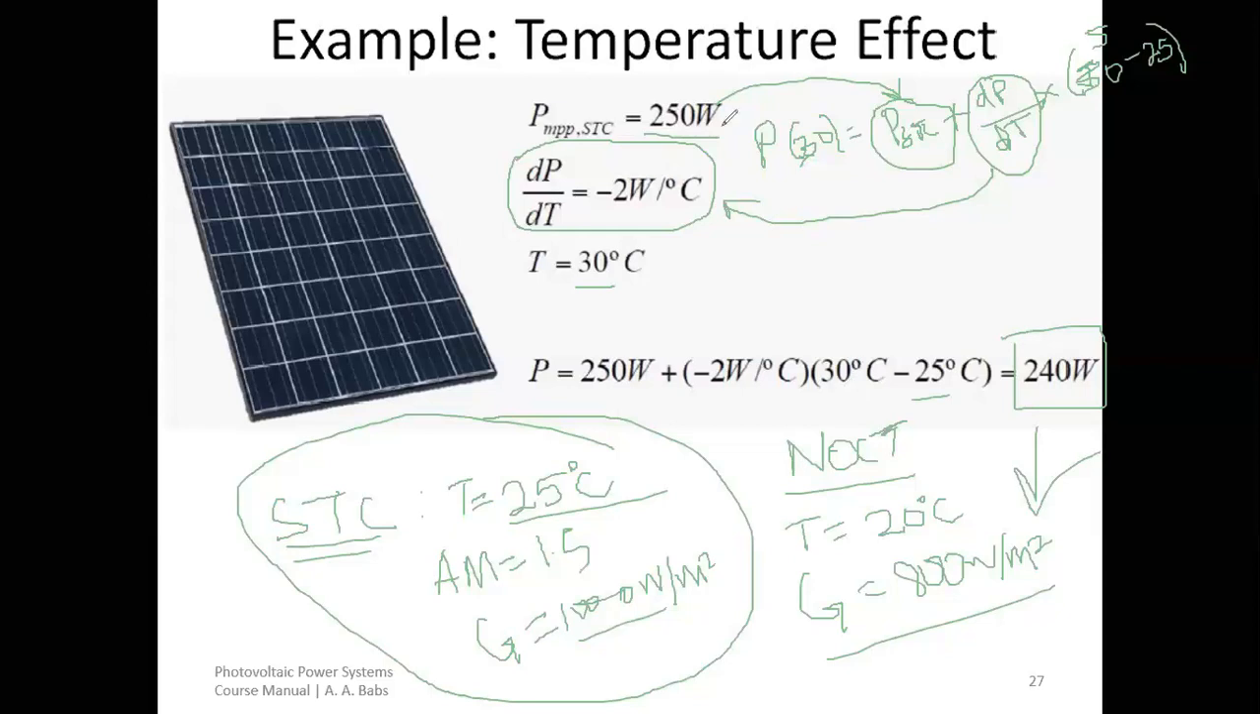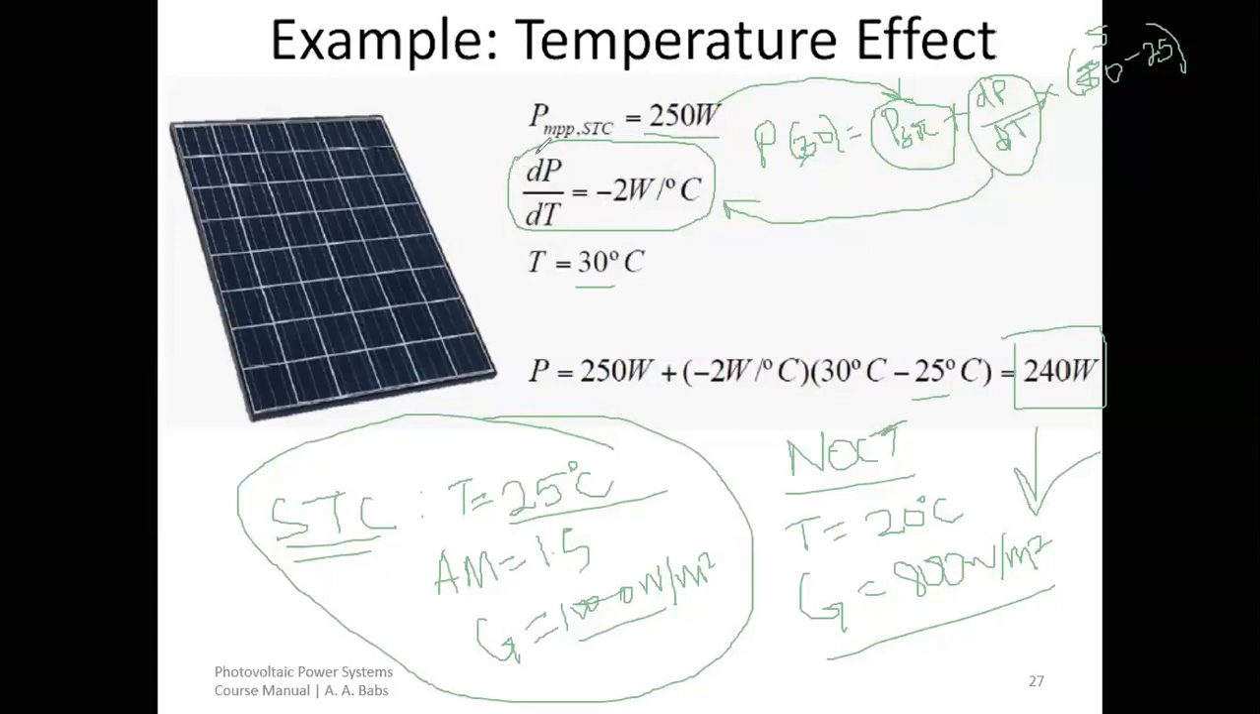If you are given temperature coefficient with respect to voltage, you will use the same formula. That simply means you are looking for the new voltage when the temperature increases, or you are looking for the new current when the temperature increases. You're going to use the same formula. So you could be given temperature coefficient with respect to power, voltage, or current. You could be given all of those.